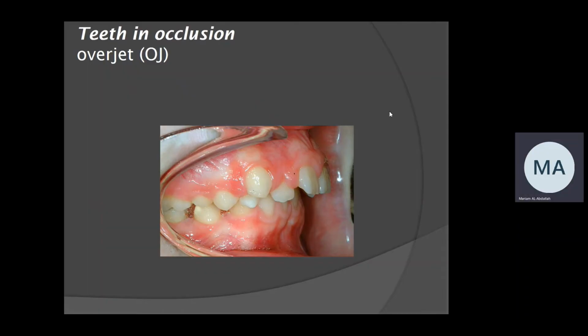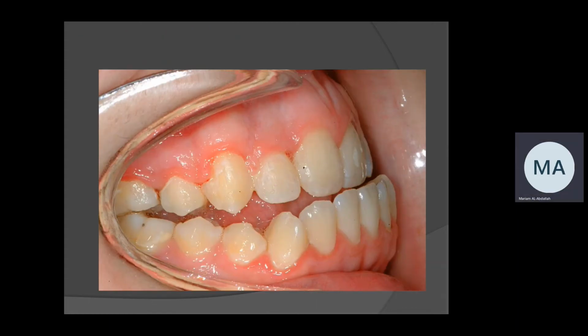So this is a patient with a class 2 division 1 incisors classification and increased overjet. This is at least 8 to 9 millimeter of overjet. This is a class 3 incisors classification with a reversed overjet.